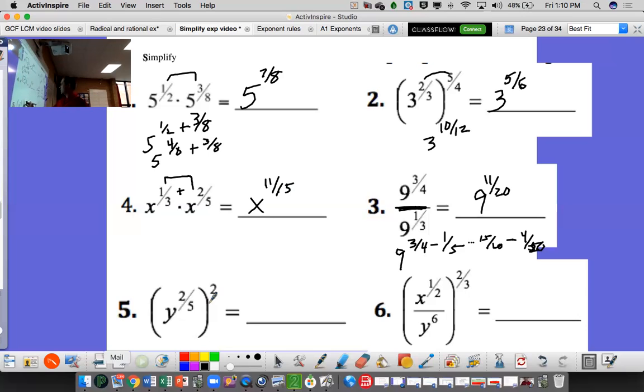Number 5, this is really 2 over 1. So now I know what my numerator and my denominator is. I can multiply because we're doing the power of a power rule. That would be y to the 4/5.